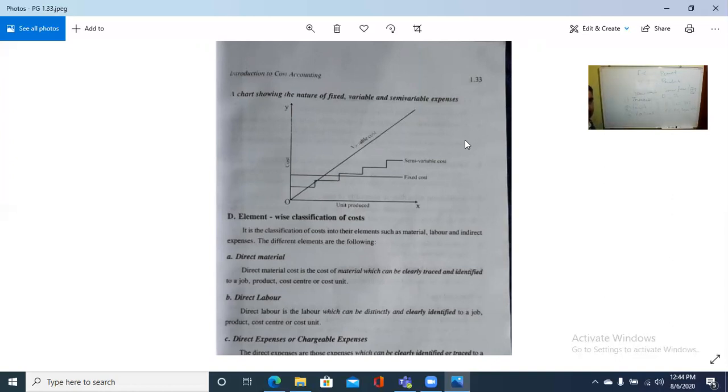Next is as per the element. So what is the element wise classification of cost? The costing has three constituents: material, labor, and overheads or expenses.